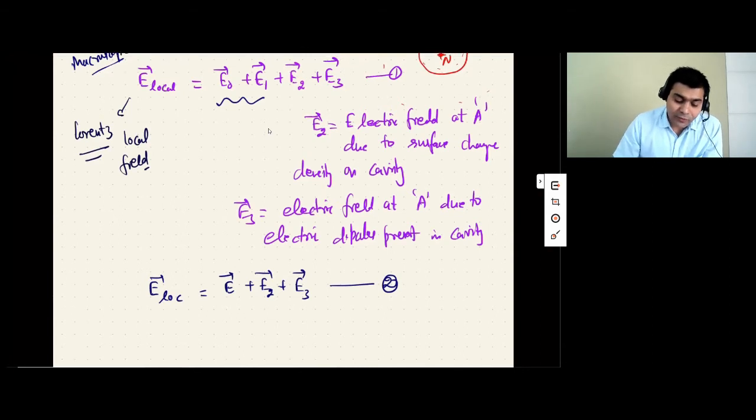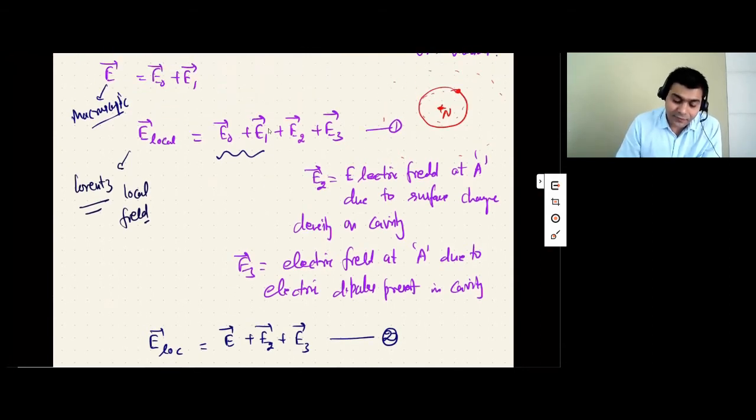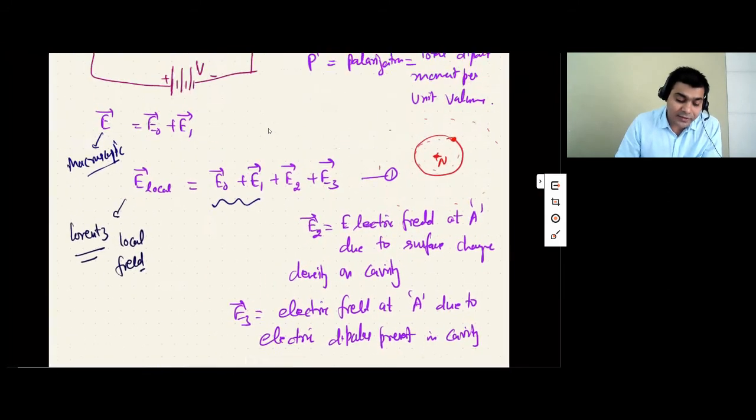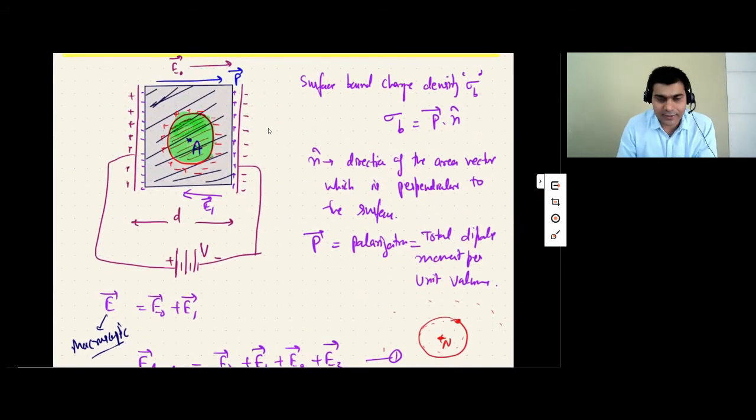Now, E3 is the electric field due to the presence of electric dipoles in this green shaded region. What Lorentz did was make a calculation by considering the crystal structure of the dielectric and taking it to be cubic. He explicitly showed that E3 turns out to be zero for the cubic crystal structure. E3 comes out to be exactly zero. This calculation is given in a book like J.D. Jackson; if you are interested, you can go and refer there.